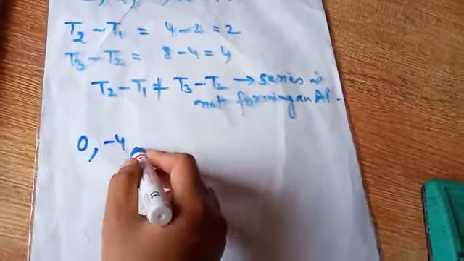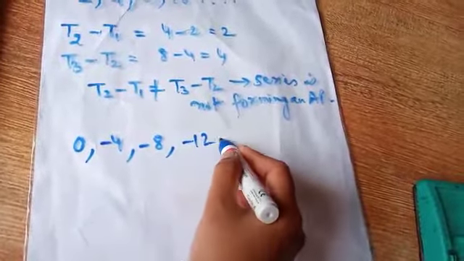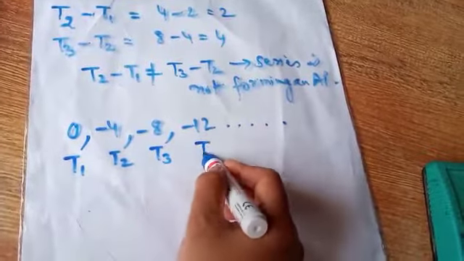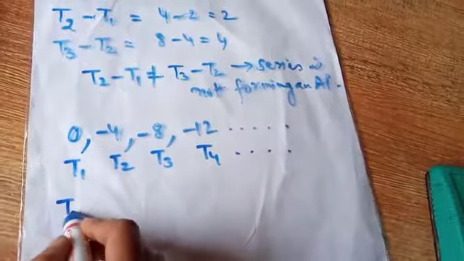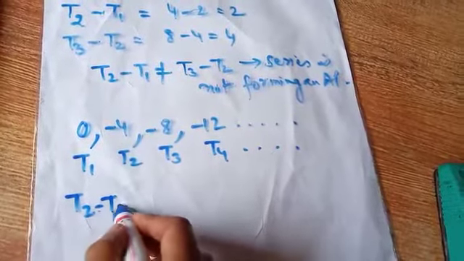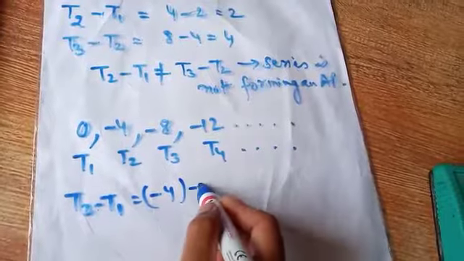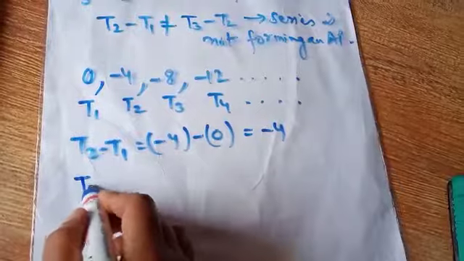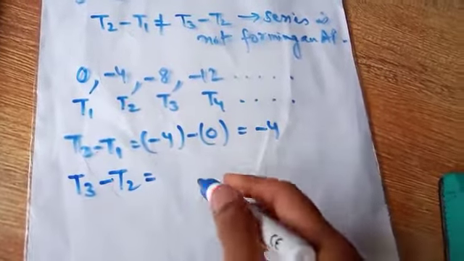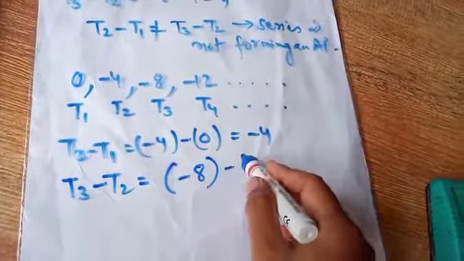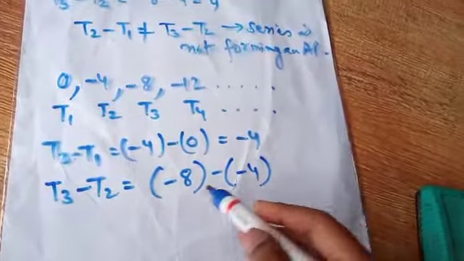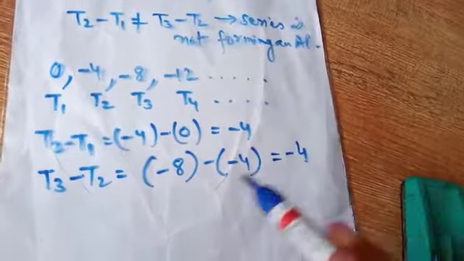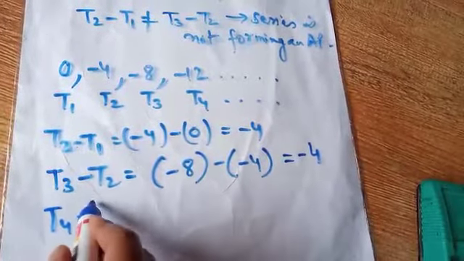Okay. Now let us have one more example. 0, minus 4, minus 8, minus 12, and so on. So T1, T2, T3, T4, and so on. So again find T2 minus T1. Minus 4 minus 0. So that gives me minus 4. Then we have T3 minus T2, which is equal to minus 8 minus of minus 4. So T3 minus T2 किया, I'll get minus 8 plus 4, that makes it minus 4.